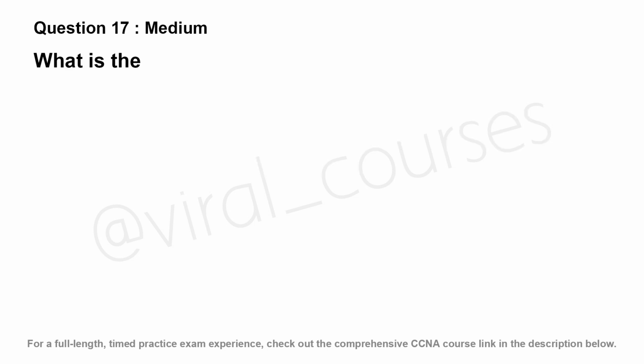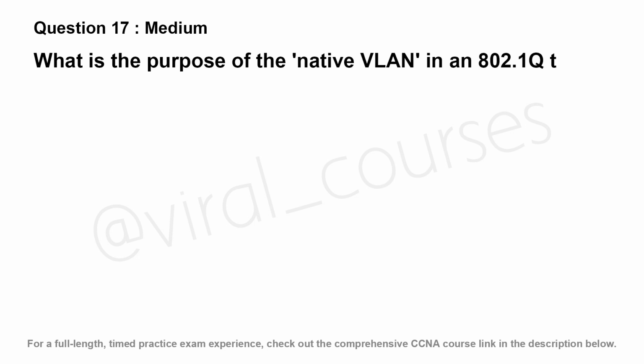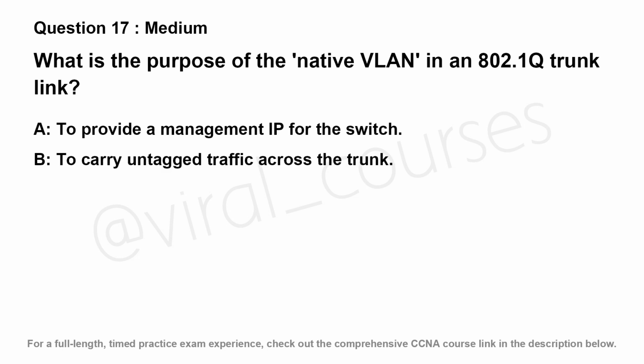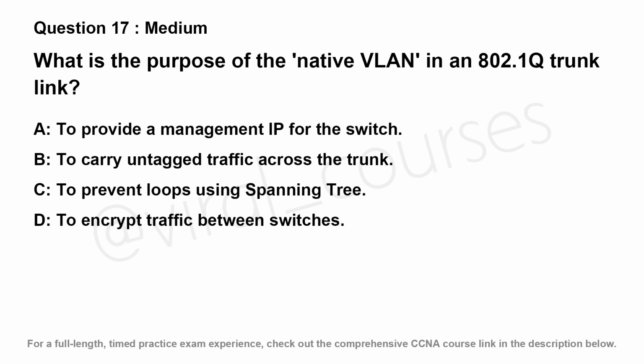What is the purpose of the native VLAN in an 802.1q trunk link? Option A. To provide a management IP for the switch. Option B. To carry untagged traffic across the trunk. Option C. To prevent loops using spanning tree. Option D. To encrypt traffic between switches.